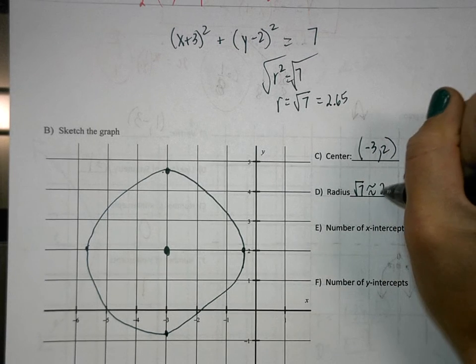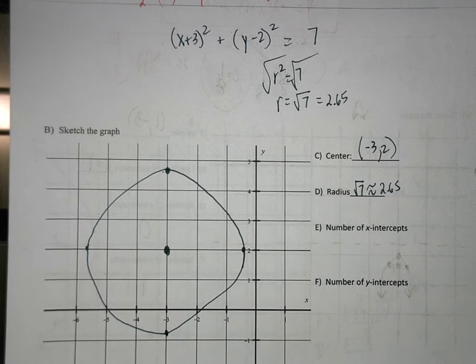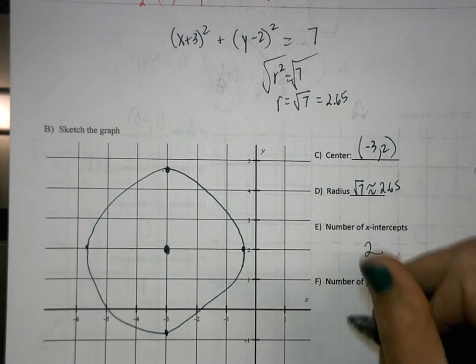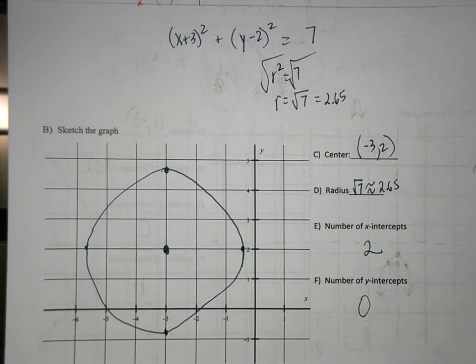How many x-intercepts do I have? There's going to be 2. How many y-intercepts? 0. And we know that is true because it's going 2.65. It's never going to end up touching the y-axis. Okay, are there any questions?